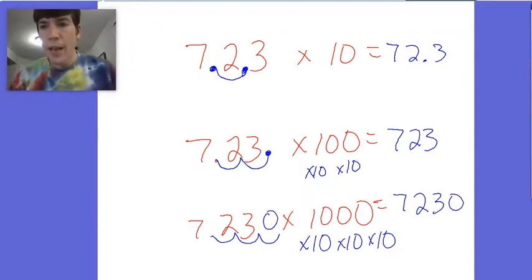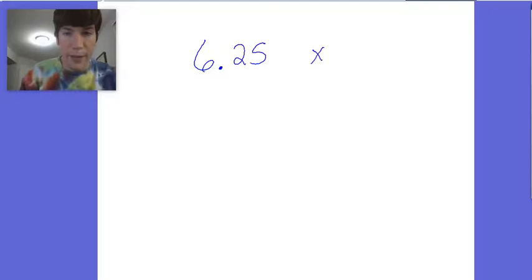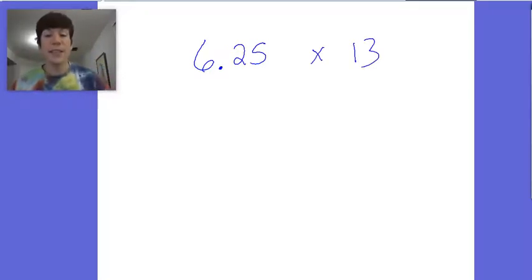Now, the cool thing here is we can use this in any sort of multiplication problems when we start in division, when we start to work with decimals. So let me give you an example. Let's say I was going to multiply these two numbers together: 6 and 25 hundredths times 13.